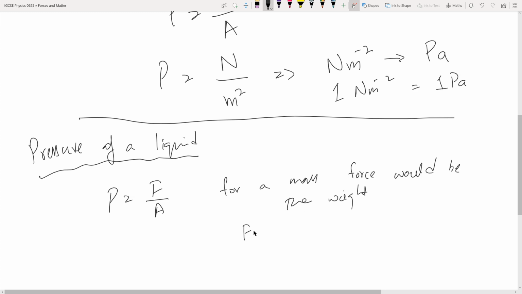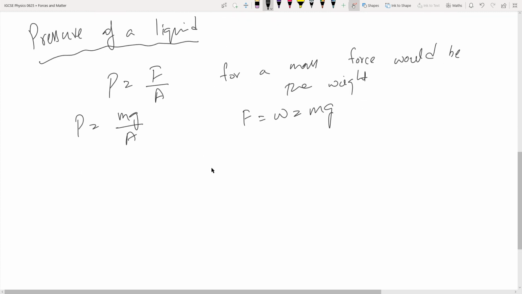So that F is equal to W, which is going to be M into G. So I can simply say that pressure is equal to mg over A. Now that's another way of saying pressure, but that is over an area. Let's just say we have a cylinder, and I fill that cylinder with a certain amount of water. It has a certain height, and it has a certain cross-sectional area, and this is the mass.